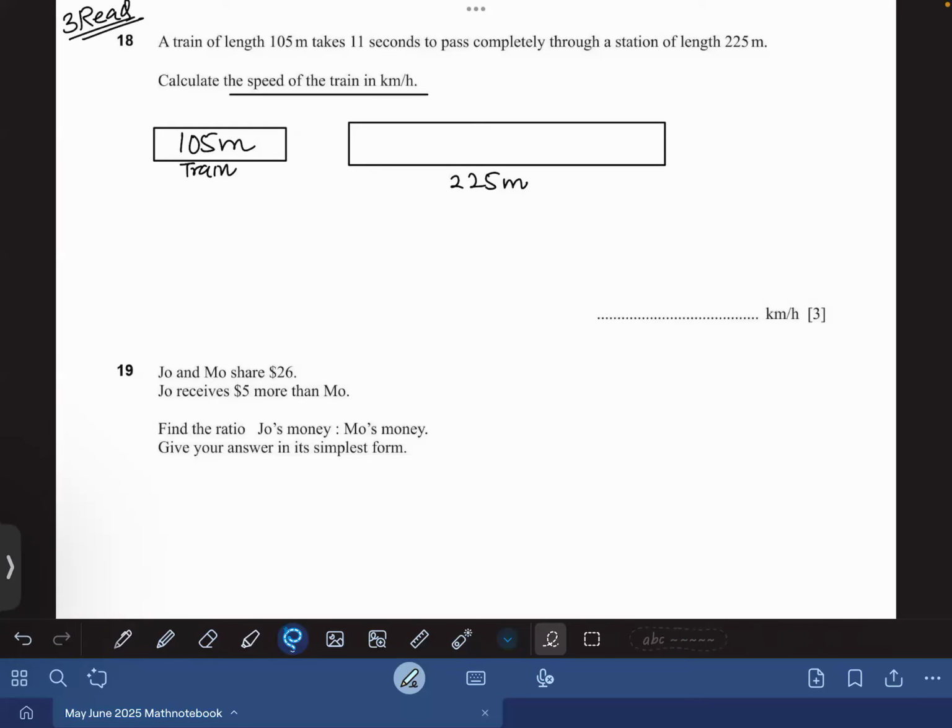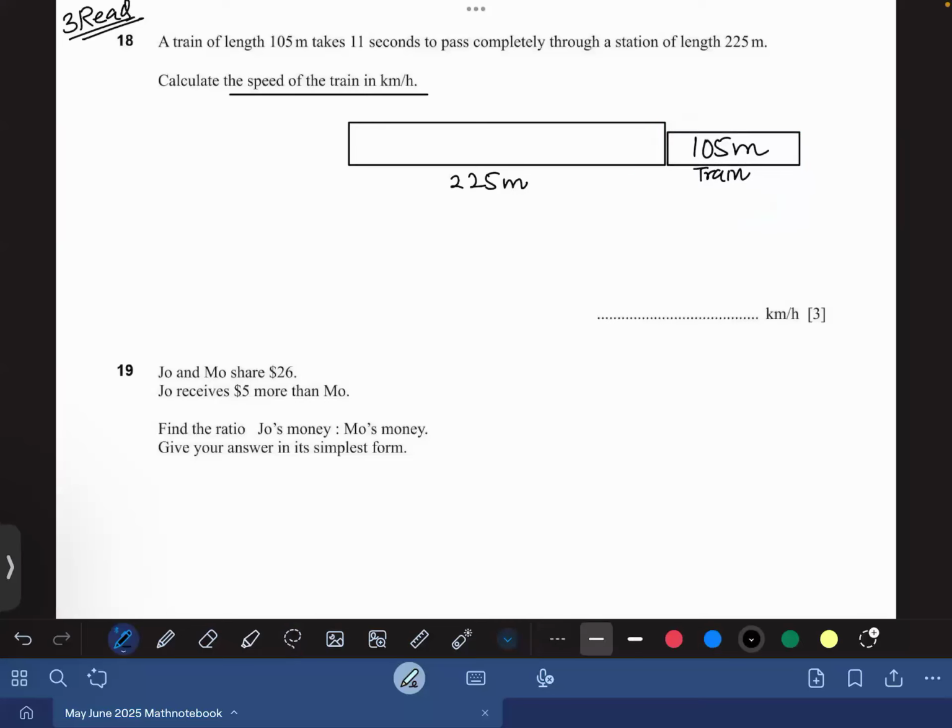So beta, you can see one thing. It takes 11 seconds to completely pass whenever the train enters the station, and it takes 11 seconds for the train to completely pass the train station. So the total distance covered by the train is, anyone?